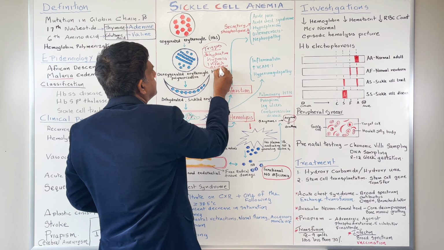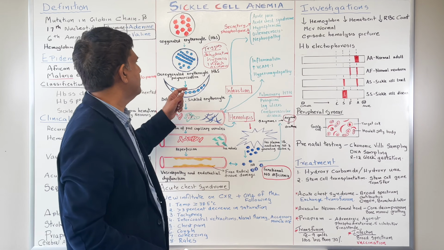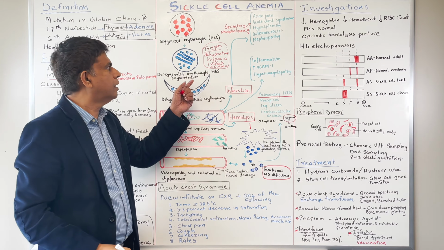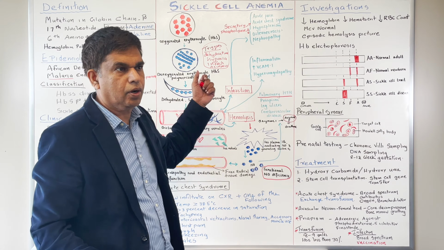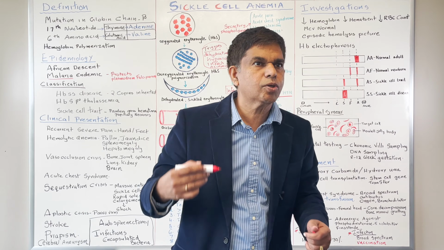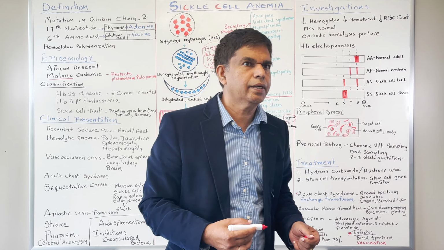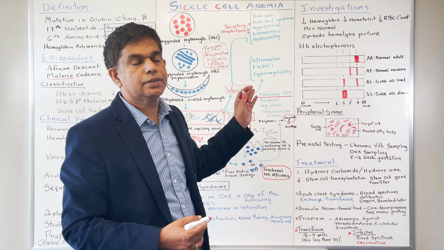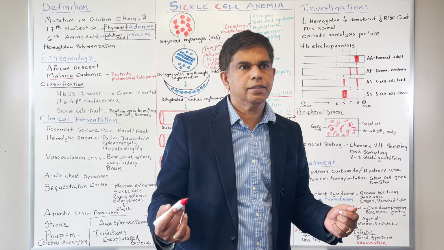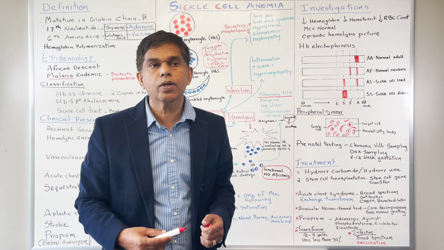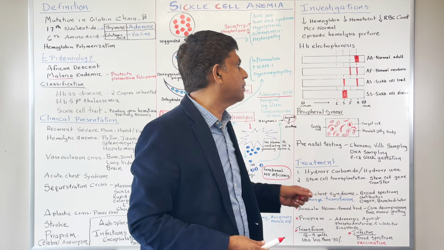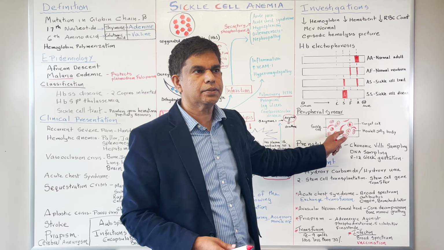All of these triggers, what happens? You get deoxygenated erythrocytic HbS, deoxygenation happens, then the hemoglobin polymerization starts. When you talk about hemoglobin S, it has a hydrophobic moiety also. So hemoglobin polymerization happens. Then what are you going to have? The sickle cells, right?